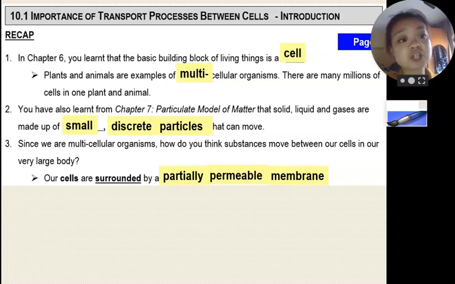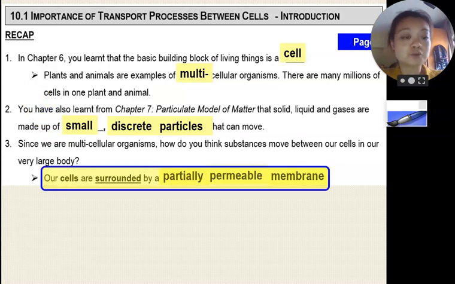Now, in your previous chapter, you learned that a partially permeable membrane is a membrane that prevents certain substances from entering, and it also prevents certain substances from exiting. Now, why is that so? You may want to highlight this. Every time you see this blue box appearing, it means you must take out your highlighter or a different colored pen and put a star here to take note.